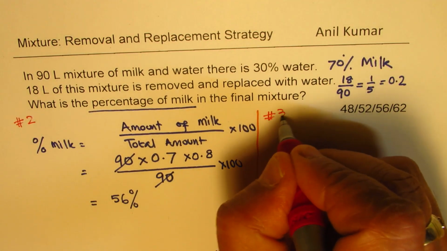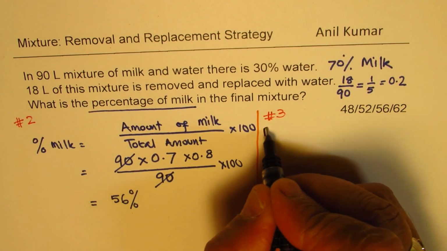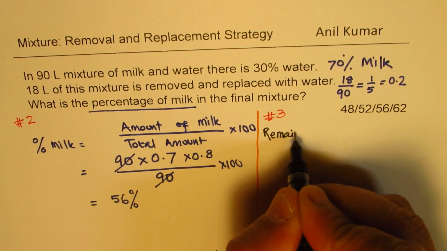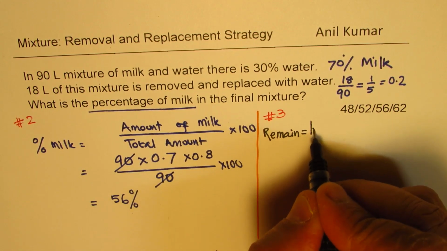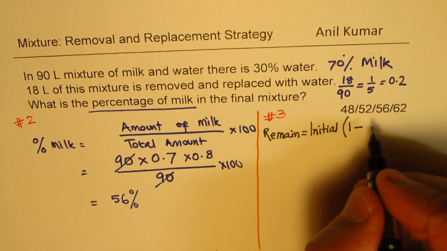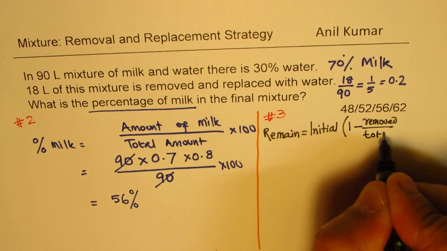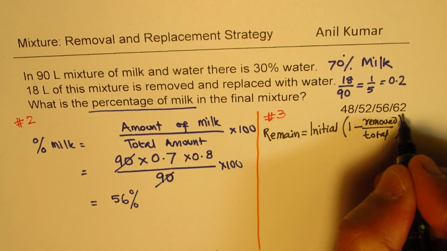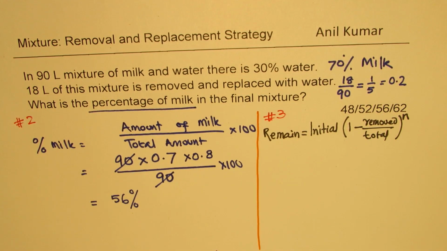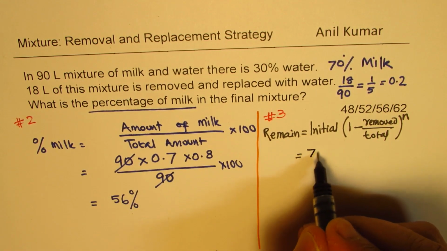Now let's look into method number 3, which is a formula. Amazing formula which can always be used, and the formula is this. Whatever remains can be calculated by initial value times 1 minus what is removed over total, what is removed from, to the power of n if these operations are repeated n number of times. Now in our case, we want percentage. So we know the initial percent, right? So it is 70%. Is that okay?